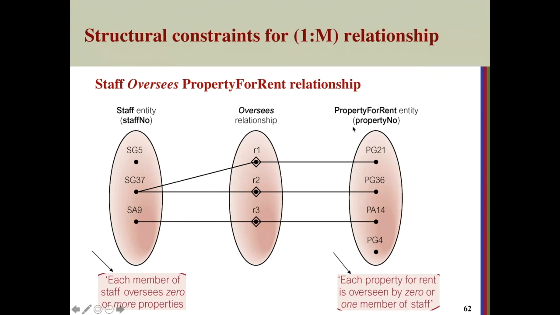Now start with property. Each property for rent is overseen by exactly 0 or 1 staff member. So this is the semantic representation. We write these descriptions.